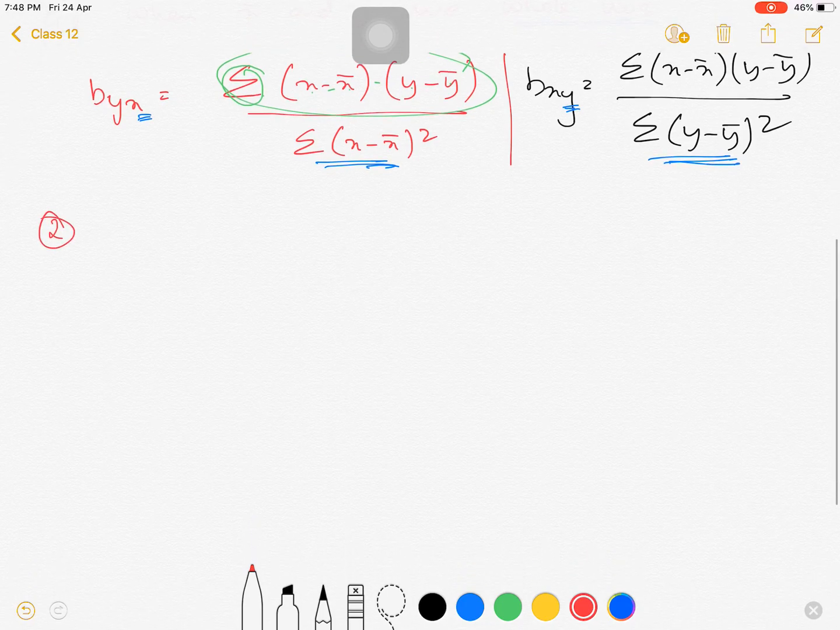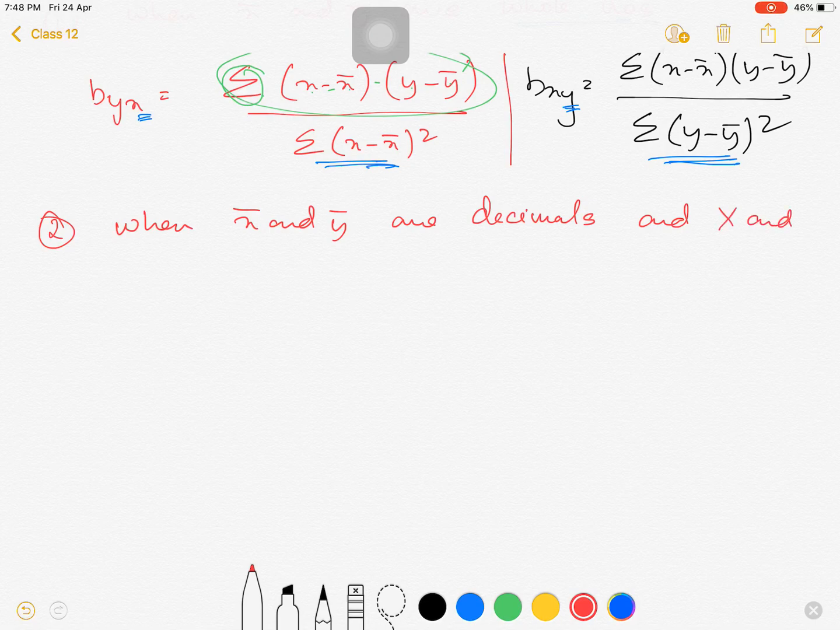Then formula number 2. What is the formula number 2? When there's a condition, when x bar and y bar are decimals, let me say, and x and y, that means the given data, are small numbers.